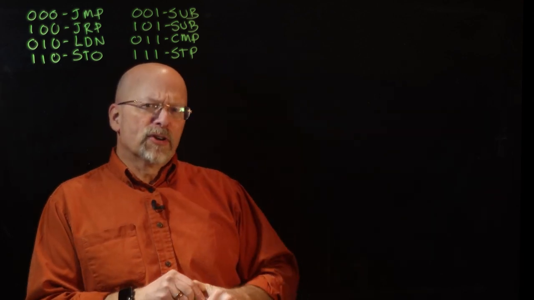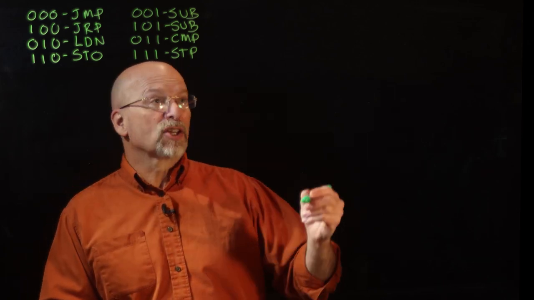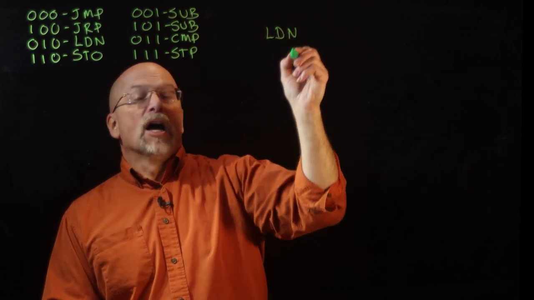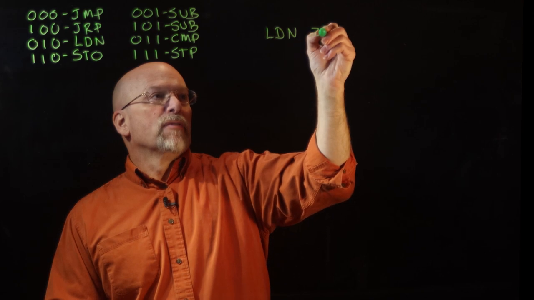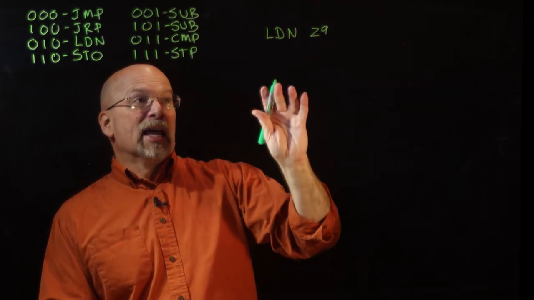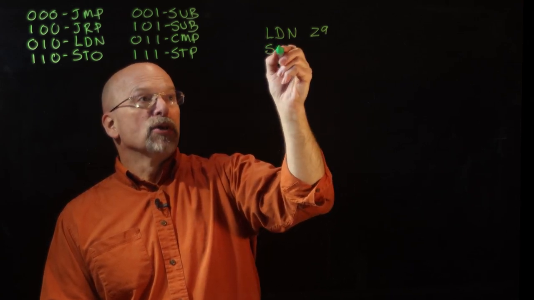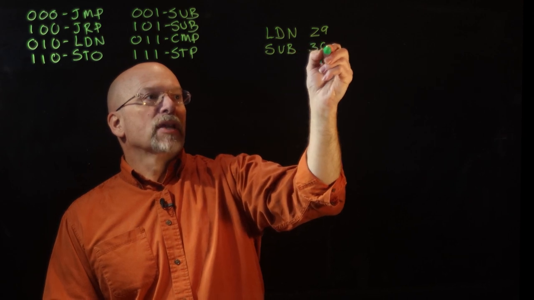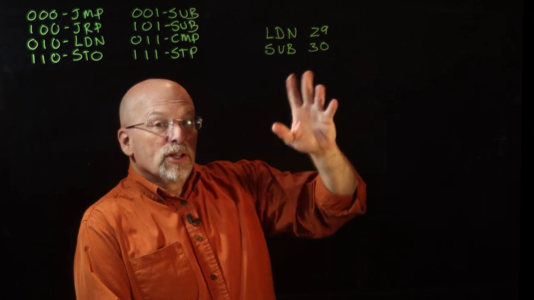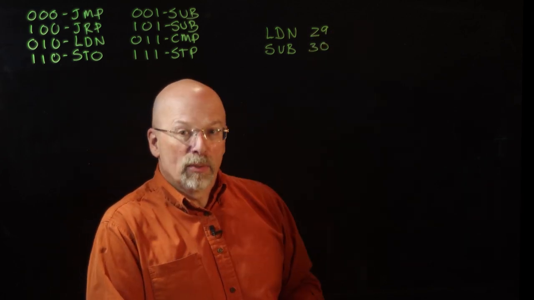So the very first thing that we need to do is get one of the values and bring it into the accumulator. So we're going to perform an LDN, a load negative of the value that's at address 29. Once we load the negative value, all we need to do is subtract the next value, and by subtracting it, we put the negative of the sum in our accumulator.